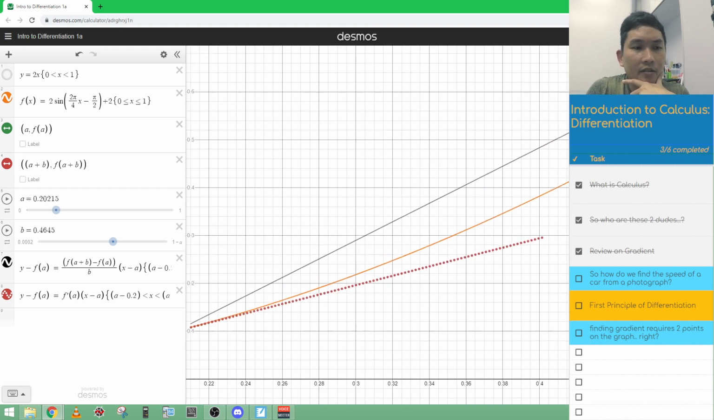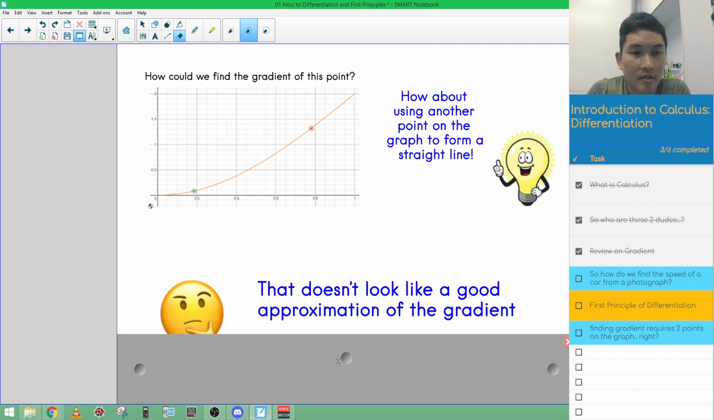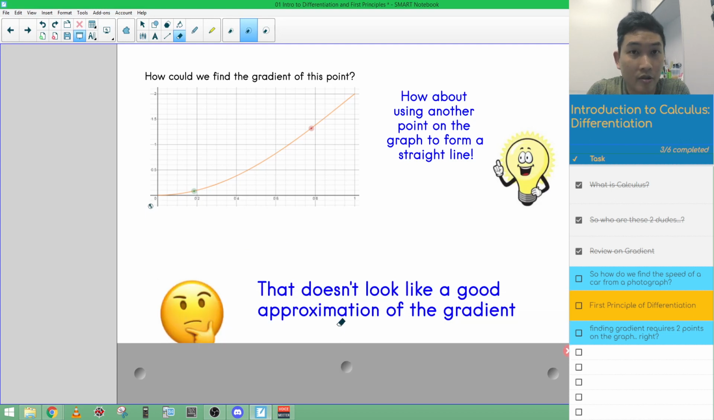And you find that the gradients are not really the same, right? So using any 2 points on the graph does not give a good approximation of the actual gradient of the graph at this green point over here. Okay, so that is not a good approximation. So what do we do then?